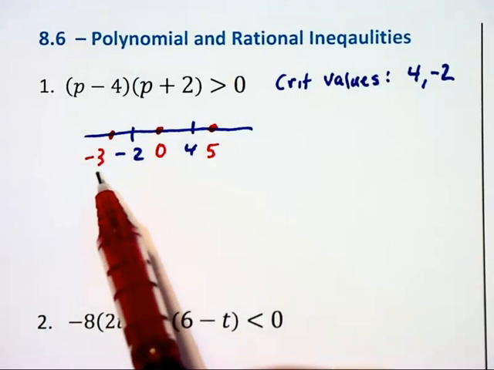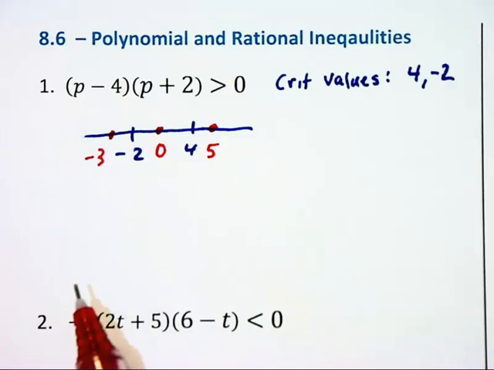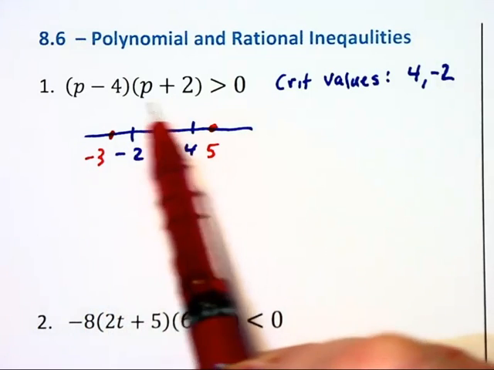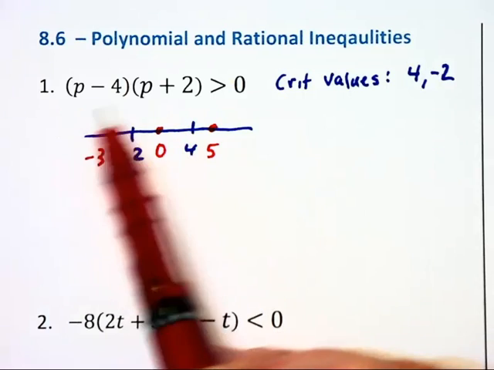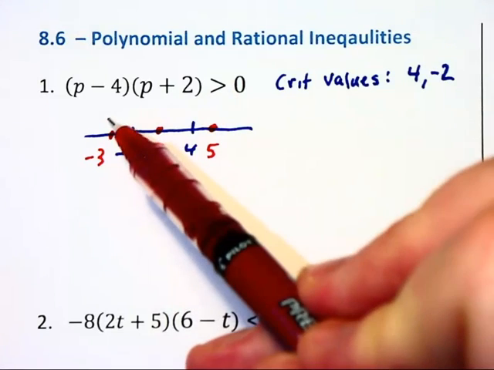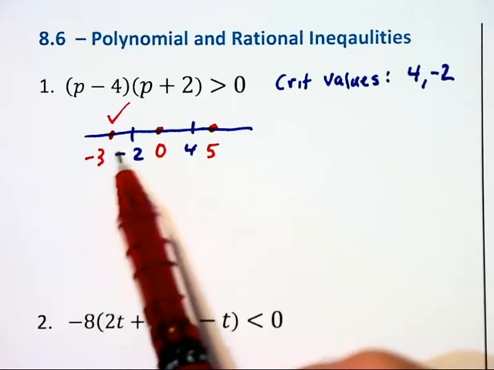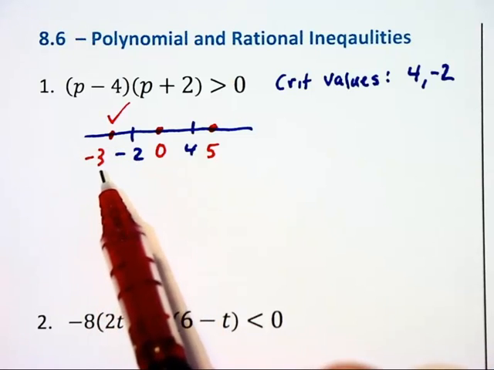Let's begin with -3. In the first parentheses, -3 minus 4 is -7. I really don't need the -7, I just need the negative part. -3 plus 2 in the next parentheses would give me -1. -7 times -1 is +7, which is greater than 0. So -3 is a value that works in this inequality, and that whole region to the left of -2 is part of my solution set.